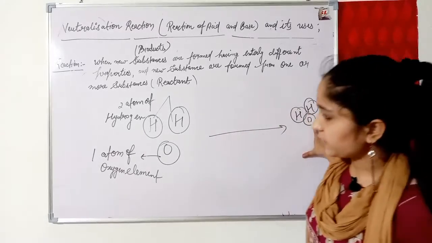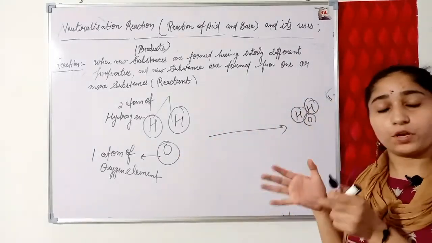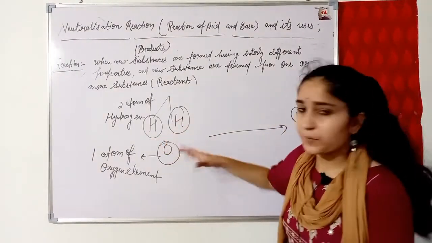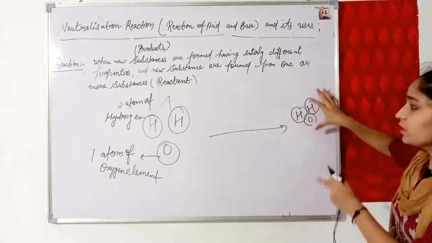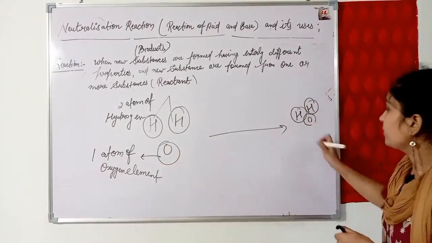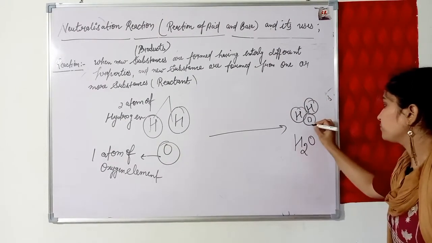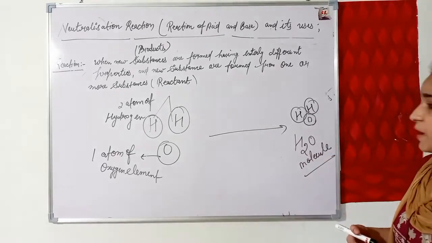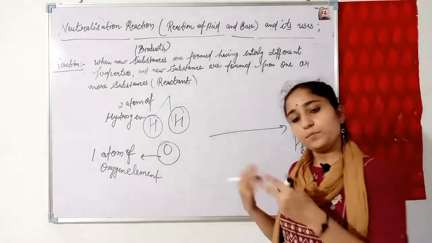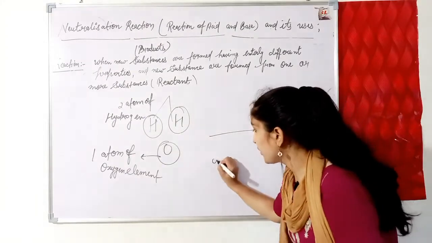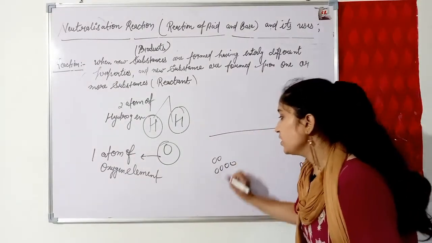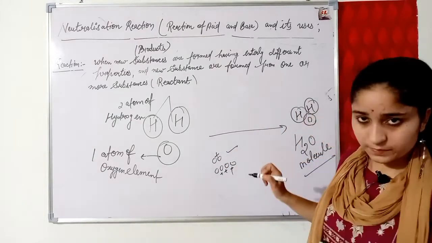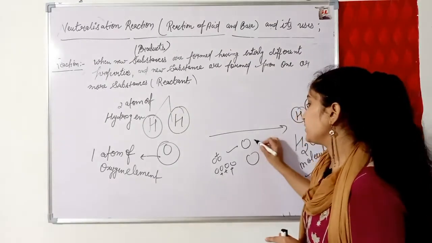You see in this case how the arrangement of atoms gets changed. Here 3 atoms are separated from each other, and then the 3 atoms are combined with each other and form the water molecule, H2O. What is a molecule? Molecules are formed by the joining of 2 or more atoms.